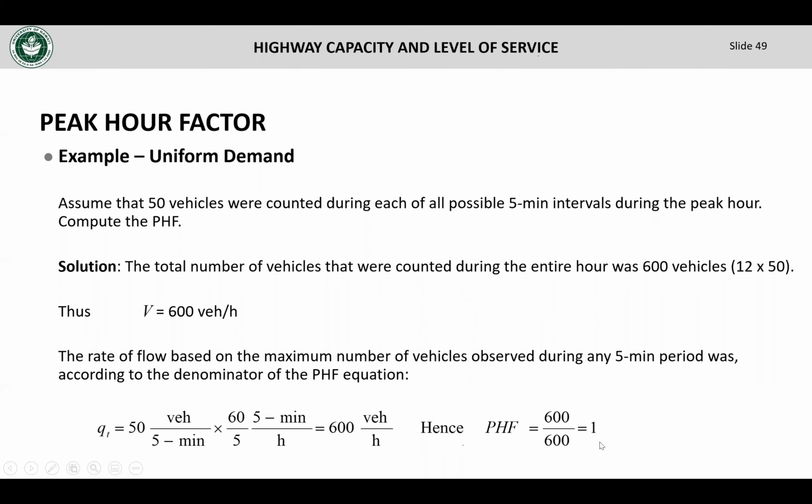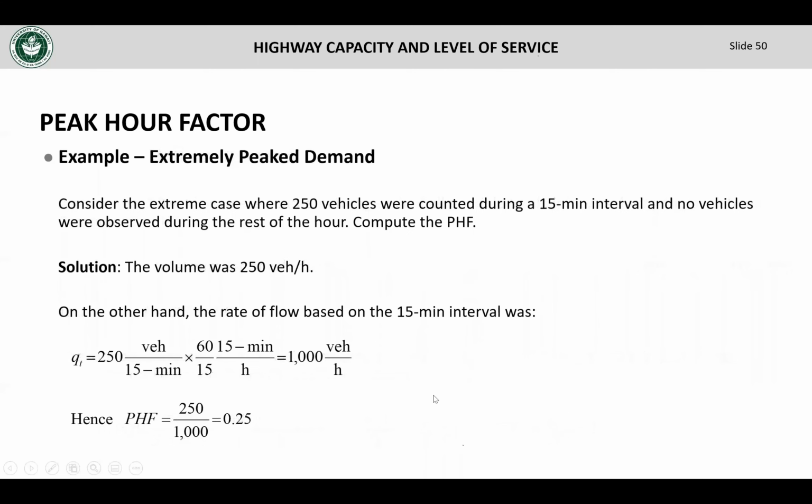Let me go to the other example, which is more illustrative. Extremely peaked demand. Let's say we have a case where 200 vehicles were counted in a 15-minute period. Notice I changed the counting period now in this example. And no vehicles were observed during the rest of the hour.